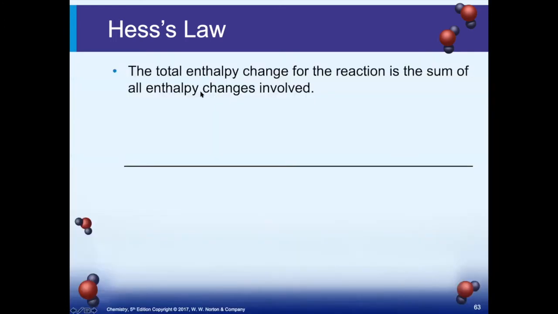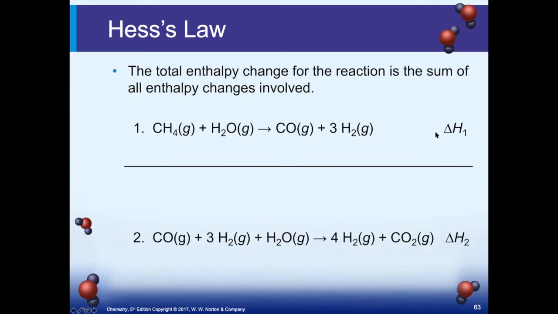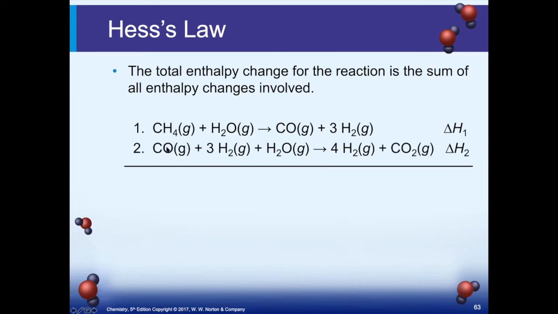So Hess's law is defined like this. The total enthalpy change for the reaction is just the sum of all the enthalpy changes involved. So let's say that I have this reaction, methane plus water to give carbon monoxide and 3 hydrogens. That has a certain enthalpy change associated with it. And let's say that I know what that is. And then there's another reaction, carbon monoxide plus 3 hydrogens. So notice that those are the products of this first reaction, plus another water molecule. And that becomes 4 hydrogens and a carbon dioxide.